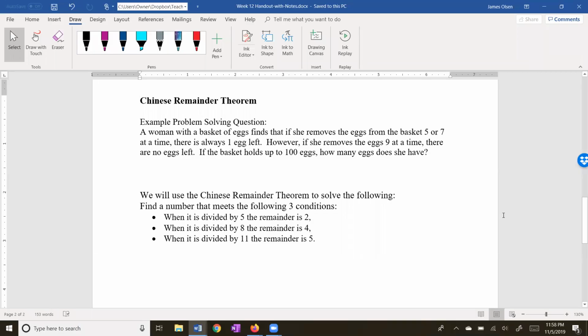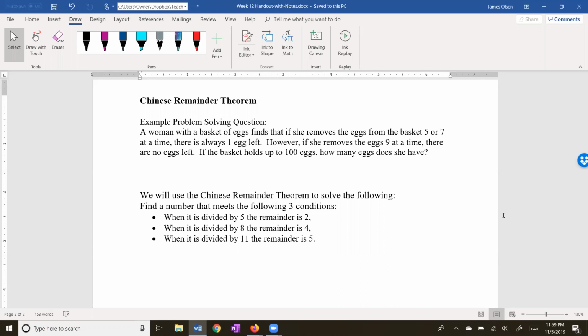Okay, now I'd like to give you a little bit of a sense of what the Chinese remainder theorem does. Here's an example of a problem that I had on a test a few weeks ago. A woman with a basket of eggs finds that if she removes eggs from the basket 5 or 7 at a time, there's always 1 egg left. However, if she removes eggs 9 at a time, there are no eggs left. If the basket holds up to 100 eggs, how many eggs does she have? So you might try to solve that problem now or later.